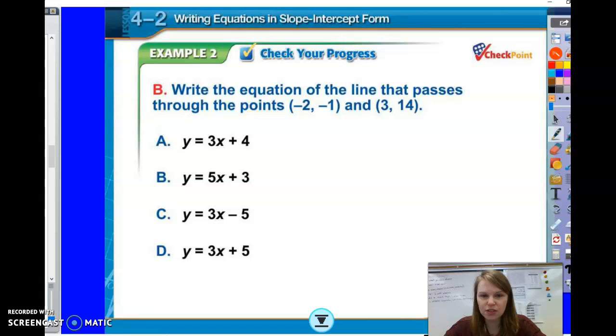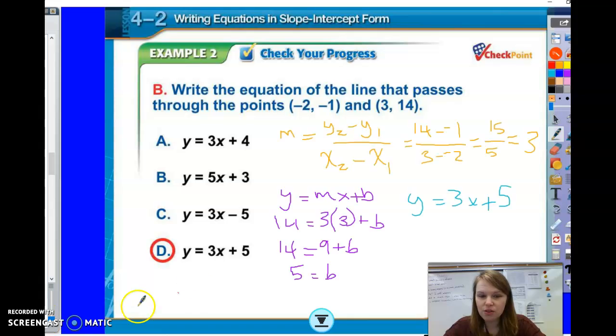Alright, see what you can do for this one. Practice here. Pause right now, see what you can do. When I worked through it, I got D as the answer. So take a minute to look through my work. Pause again if you need to check my work. I'm going to move on to the next topic.